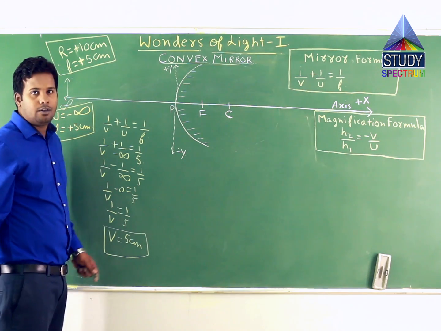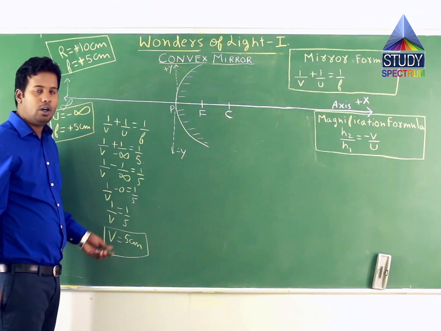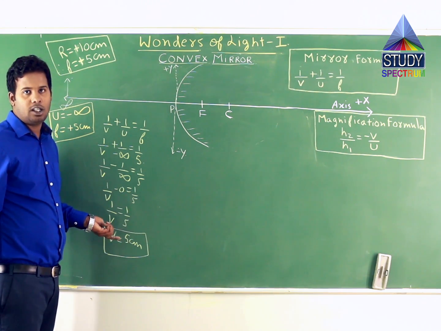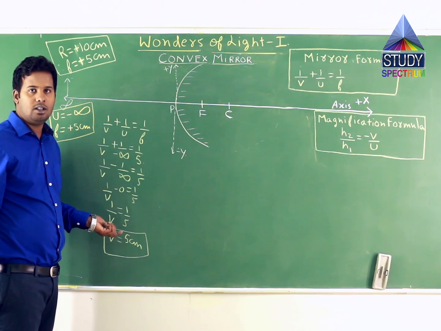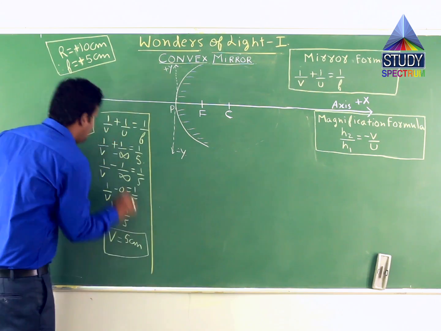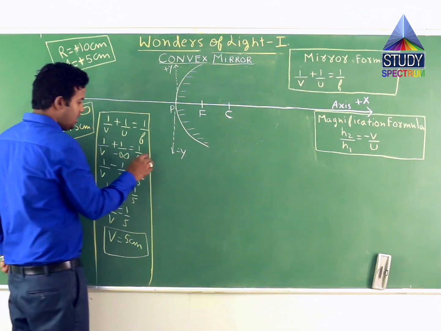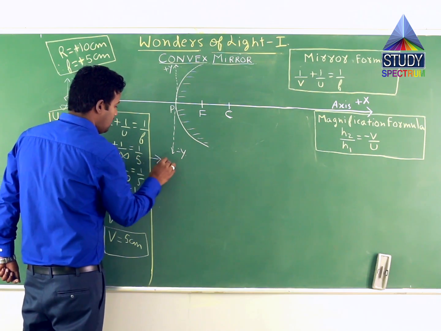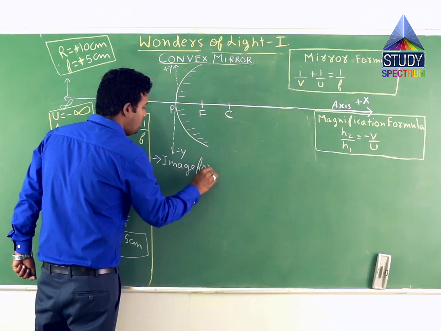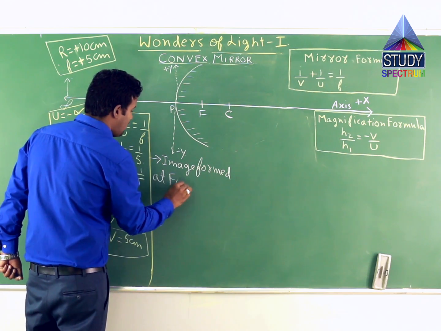So we have got the first result using mirror formula, that is V is equal to 5 centimeter, and we are going to draw the 2 results from mirror formula, that is position of image and whether the image is real or virtual. So the first result we can write here is image formed at focus point.